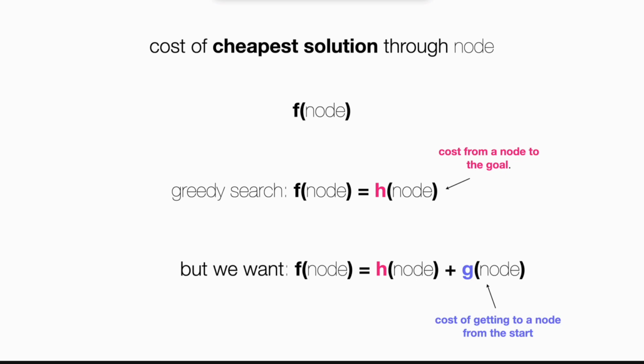Sorry, let me be specific. The cost of getting to the state from the initial state. So it's not about the tree necessarily, it's about the cost of the actions that get you to that state. So this is now how we want to evaluate our nodes in our search algorithm.